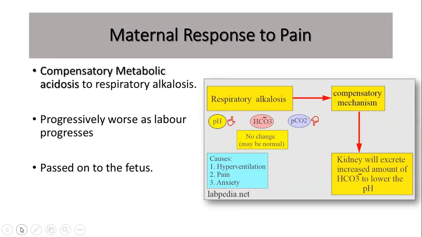And once maternal pH starts to drop, it reflects in the fetus. So fetal pH also starts to drop. We know that the one thing that is really toxic to the baby is H+. And therefore, as there's accumulation of H+ in fetal circulation, it becomes toxic to the fetus.